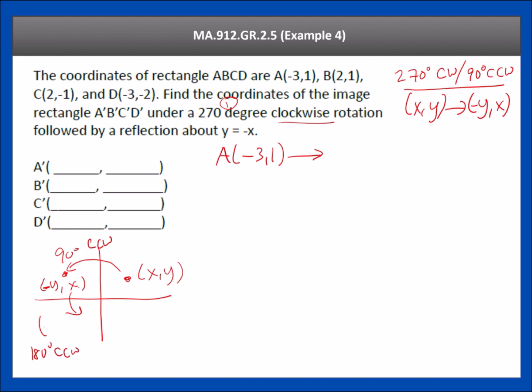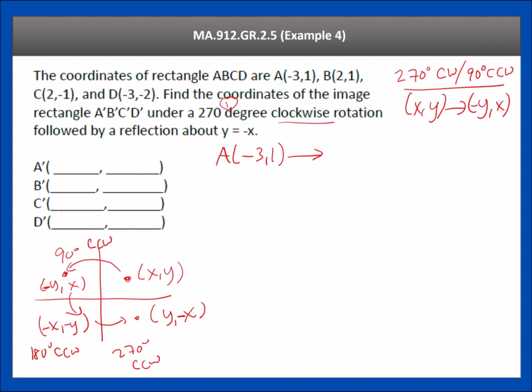So then the coordinate turns into (x, y), but both coordinates must be negative because you're in quadrant 3. And then if I do another 90, that's at 270 counterclockwise or 90 clockwise, and I switch the coordinates again, that gives me (y, x). And we know that the second coordinate must be negative because we're in quadrant 4.